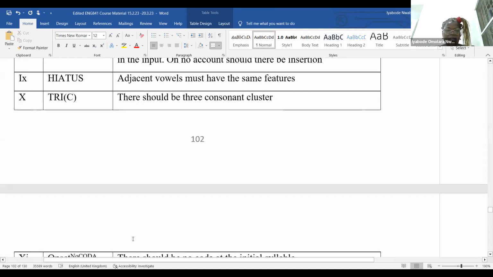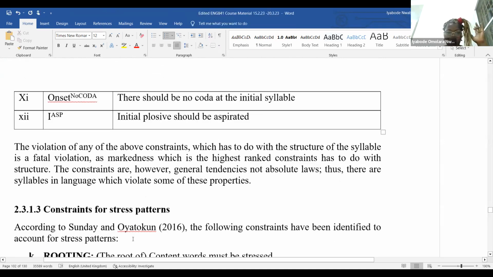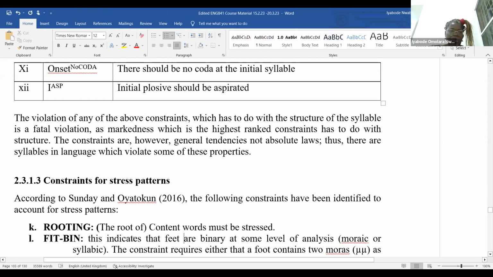Okay. Hiatus: adjacent vowels have the same features. Then there should be three consonants, which was the first thing we saw in that one. Onset, no coda. There should be no coda at the initial syllable. So that means the initial syllable does not have a coda.